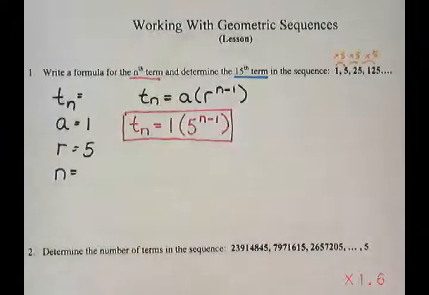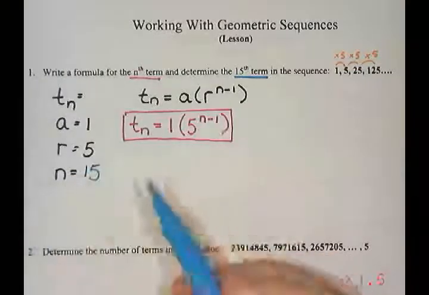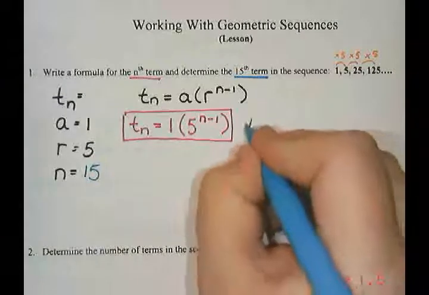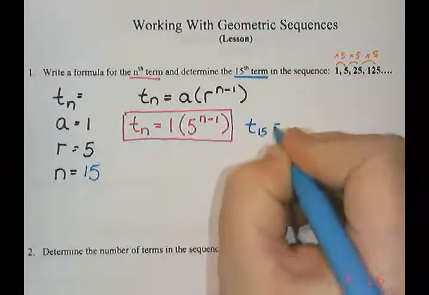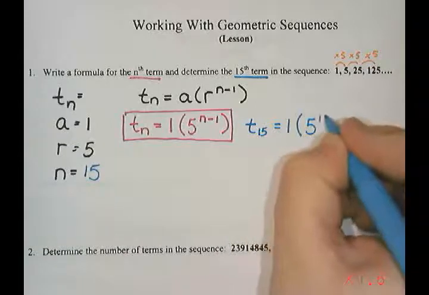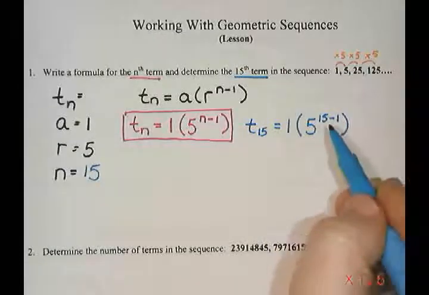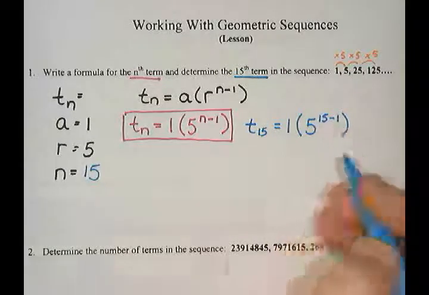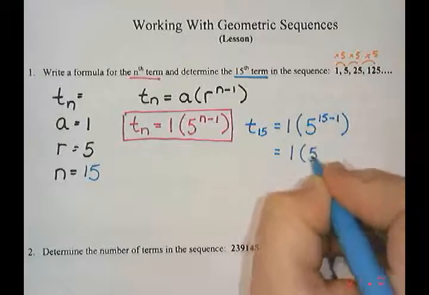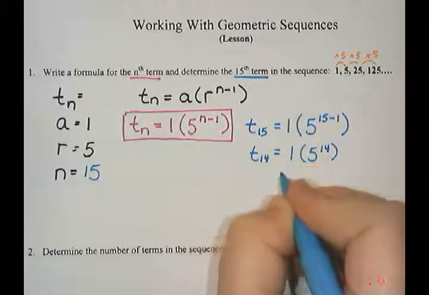Now to find the 15th term, I'm actually going to take that formula, and everywhere I see an n, we're going to substitute in 15. So T15, term 15, is 1 times 5 to the power of n, 15, take away 1. Now I am going to simplify the exponent here. 15 take away 1 is 14, so it's 1 times 5 to the power of 14. Now remember, you do need to do your exponent first.